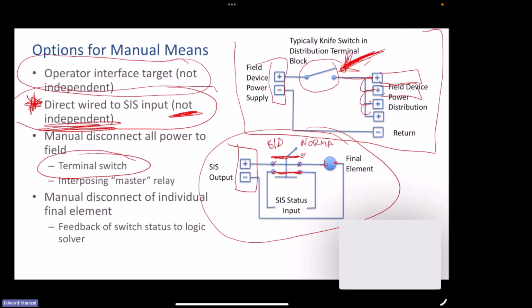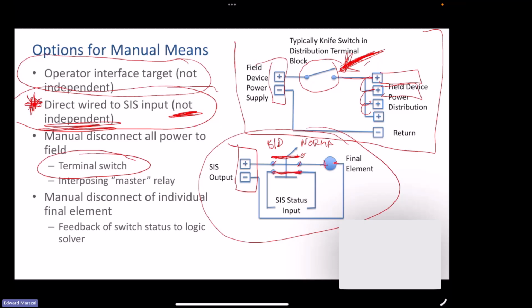So for a small subset of the final elements, I'm going to wire to the SIS logic solver that I need to activate that final element. And that's because the SIS logic solvers today are just that sophisticated. They're that good. Their probability of failure is that low.